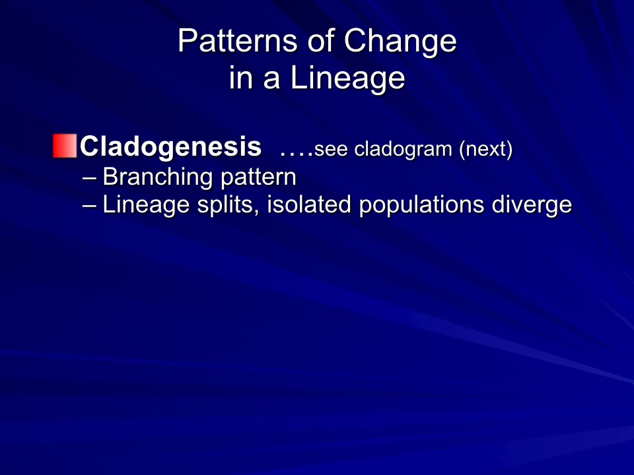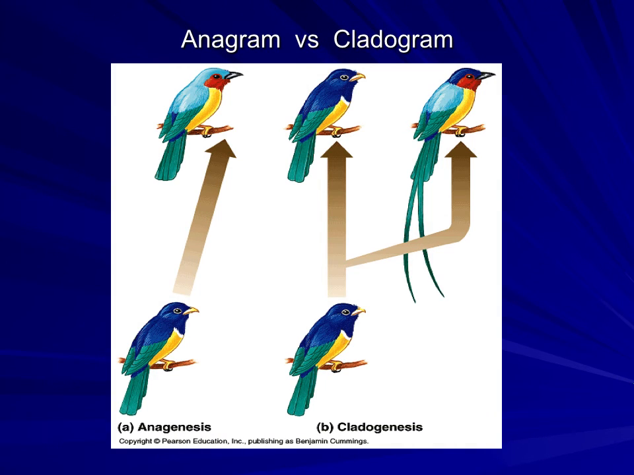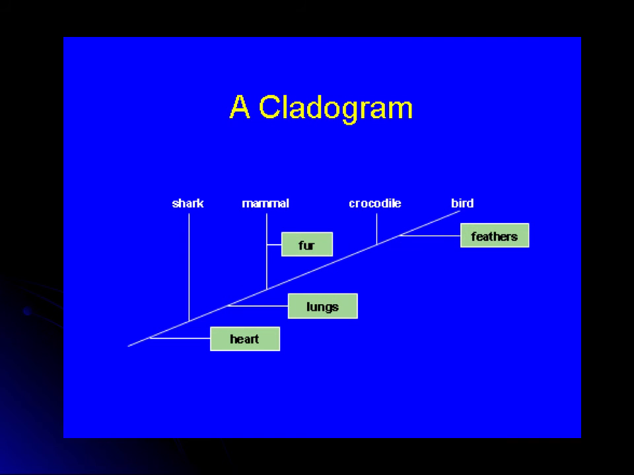So, cladogenesis, cladogram, you'll see is a branching pattern. Lineages split, isolated populations diverge. And anagenesis: no branching, gradual change within a single lineage with gene flow throughout the process. So you see right here an anagenesis diagram versus a cladogram. The cladogram is showing the species still persisting within. We see as it goes along, these are species of animals, vertebrates, and we see these different things coming up.